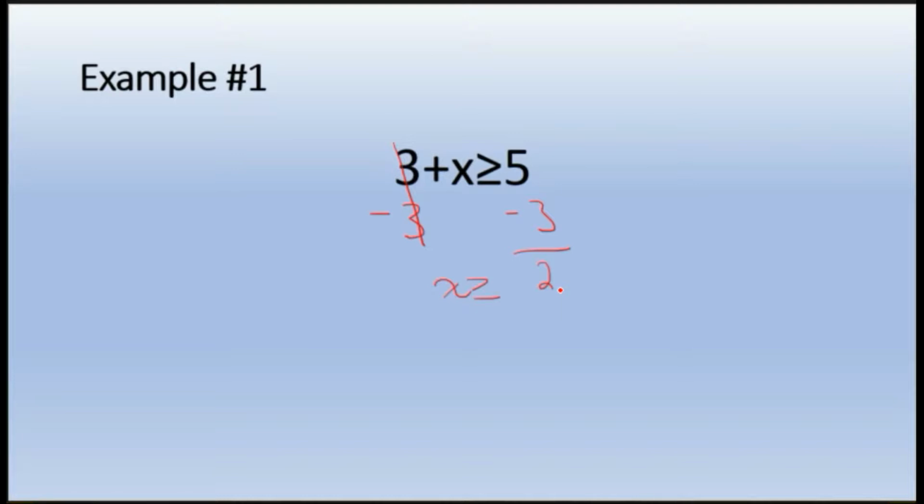To check this, we're going to plug 2 back in for x and see if it makes sense. So 3 plus 2 is greater than or equal to 5. Well, 3 plus 2 is 5, greater than or equal to 5. 5 is equal to 5, so it makes sense since this is greater than or equal to. So we know we did it right.